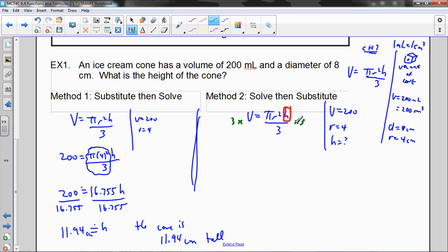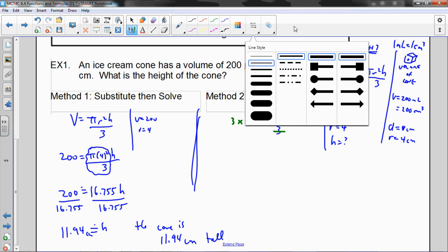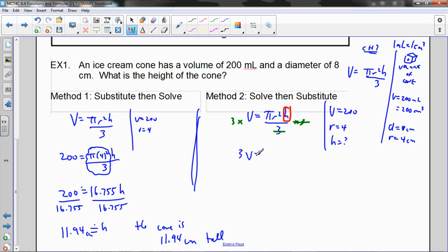On the right side, that cancels, right? On the left side, I've got a new little left side to deal with. It's 3v equals pi r squared h. And again, I'm thinking about getting h alone. So that means I got to get rid of all of this crud here. Well, how do I get rid of the crud? It's the opposite operation. Well, what's the operation between crud and h? It's multiply. Opposite operation is divide. So I divide both sides by that, even out the scale.